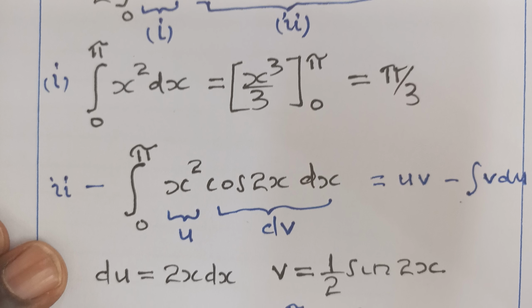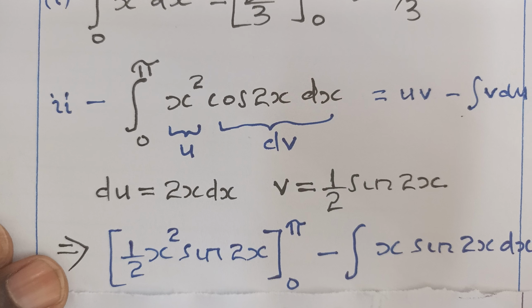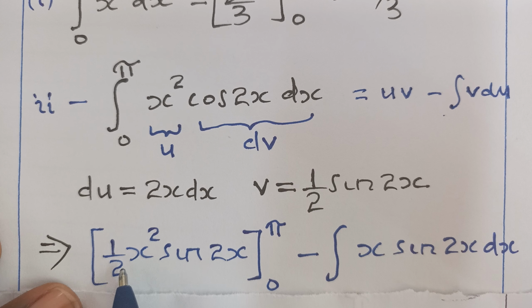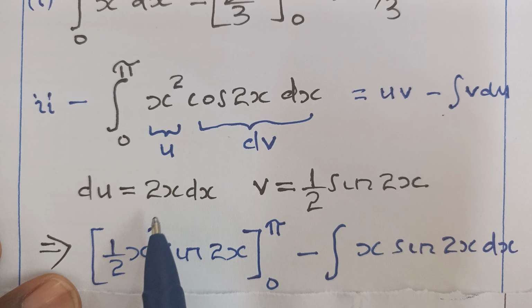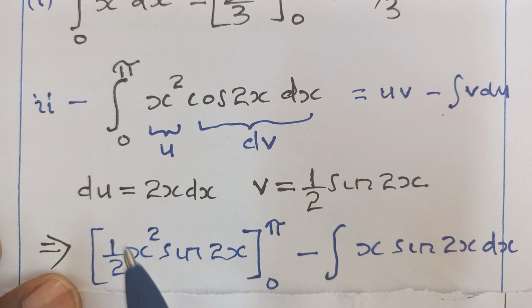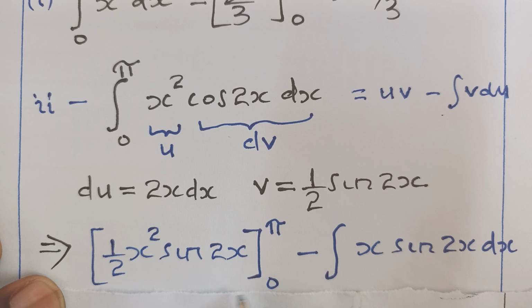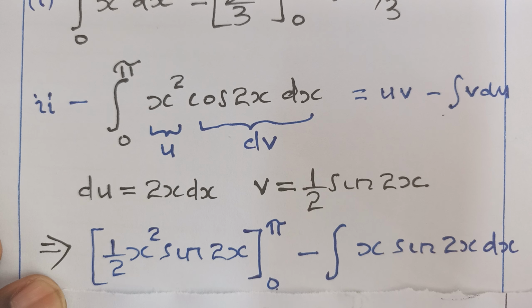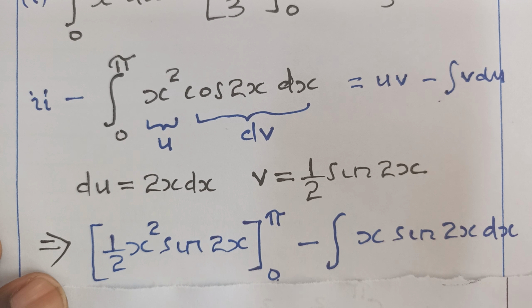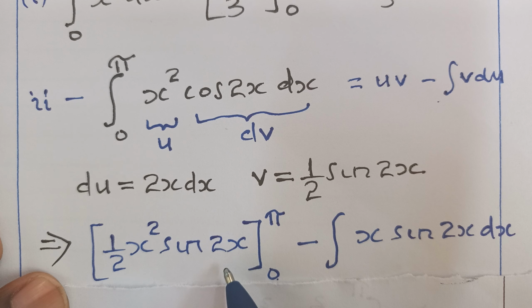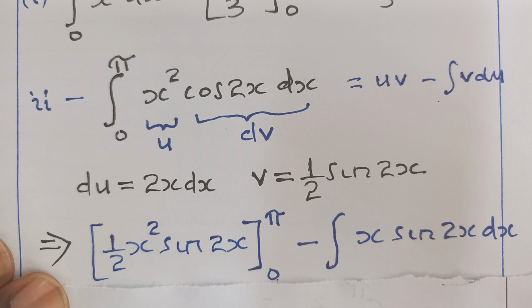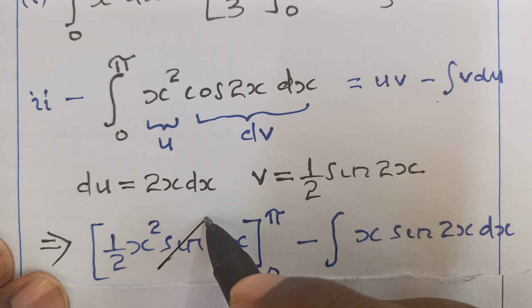So guys, this is what we are having to replace, and this is what I have already replaced right here. As you can see, we have u and v. U is x squared and v is a half sine 2x, with the limits from 0 to pi. Guys, remember that if we put sine 2 pi, we get 0. Also sine 0, we also get 0. And so therefore, this term comes to 0.